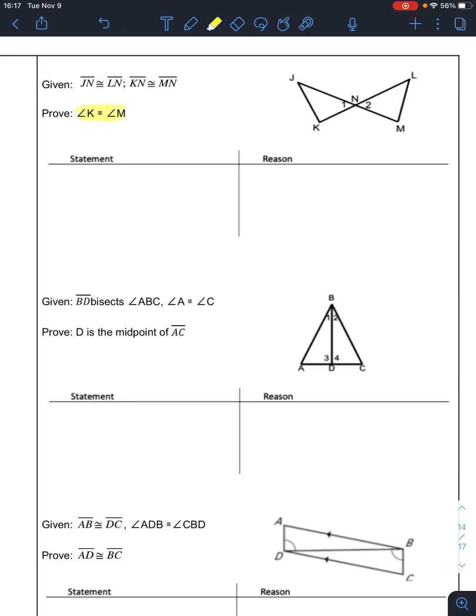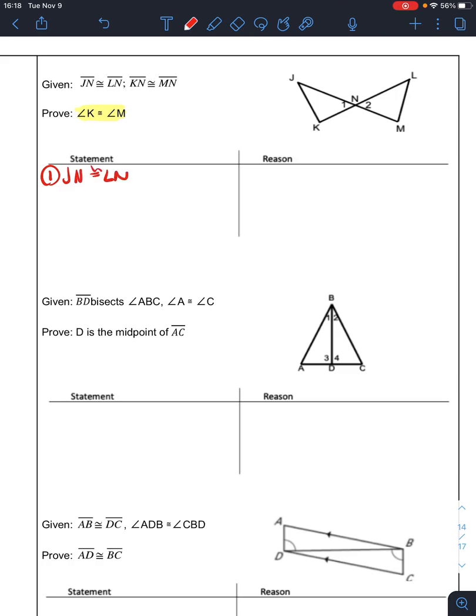In this one, notice that I'm asking for the parts. Before, I was asking you to prove the triangles are congruent. Now I'm asking you to prove the pieces of the triangles are congruent. But I have to prove the triangles are congruent first. So I have to go through all the steps that we learned earlier in order to be able to prove these pieces. So let's start with what we have.